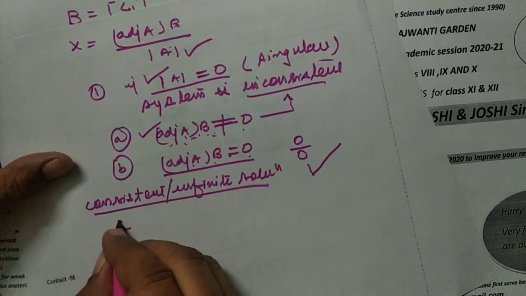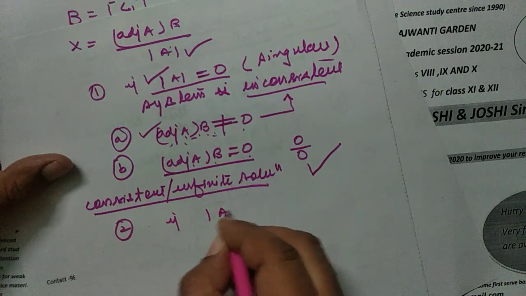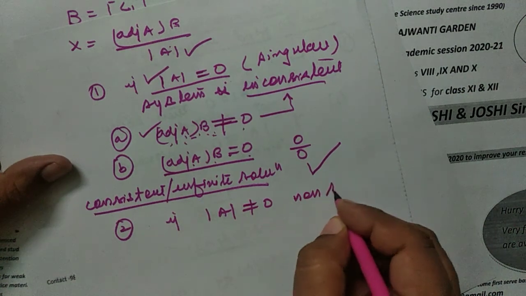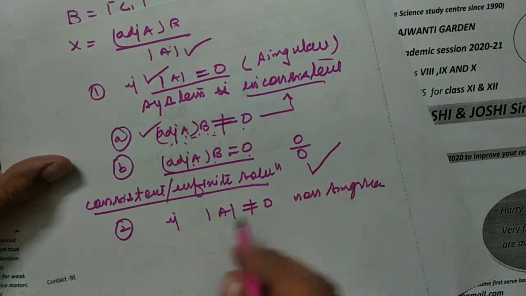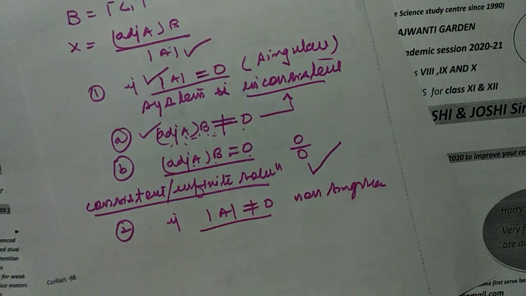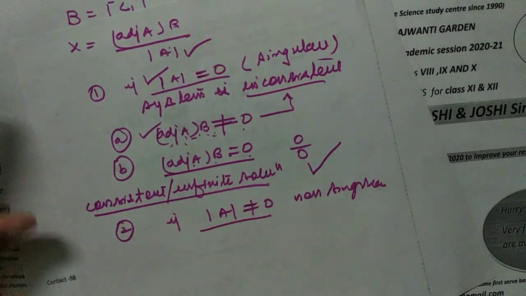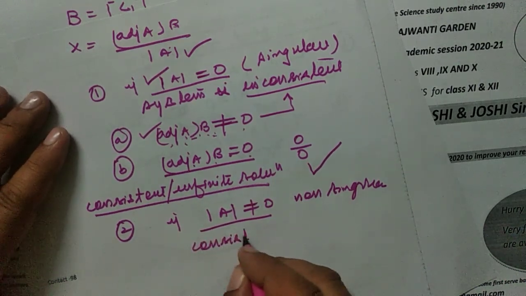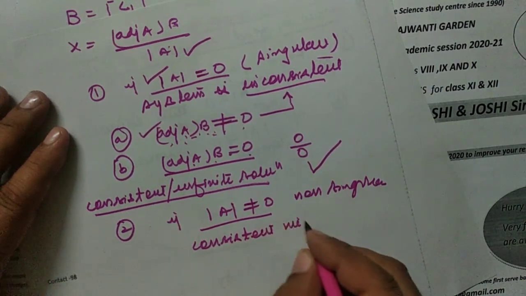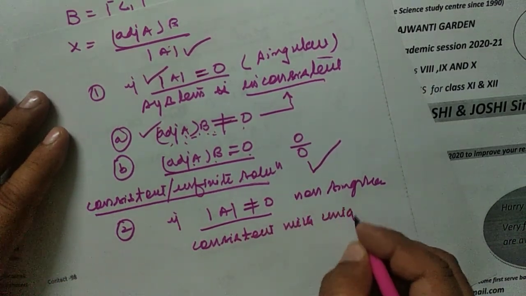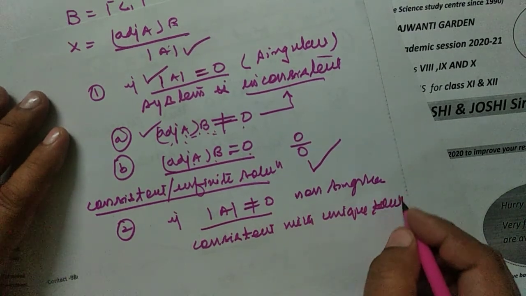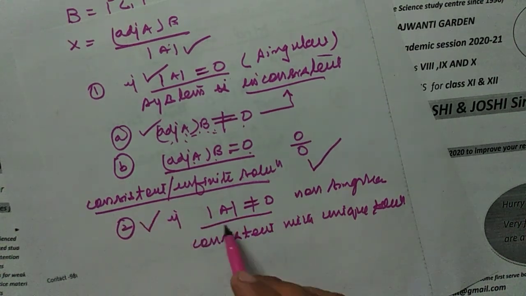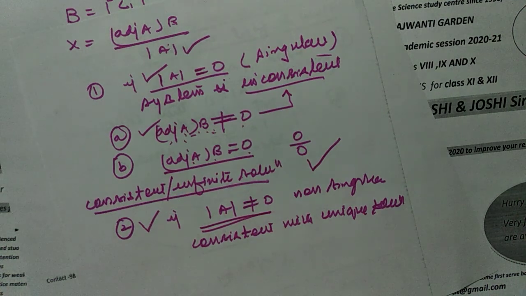Second case, if determinant of A is not equal to 0, means it is a non-singular matrix. So first of all we will calculate determinant of A. If it is not equal to 0, non-singular matrix, then it is consistent with unique solution. It is not only consistent, but it is consistent with unique solution. Unique solution means we'll get only one value of x and y as solution.